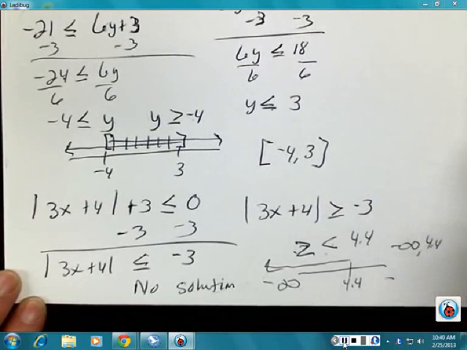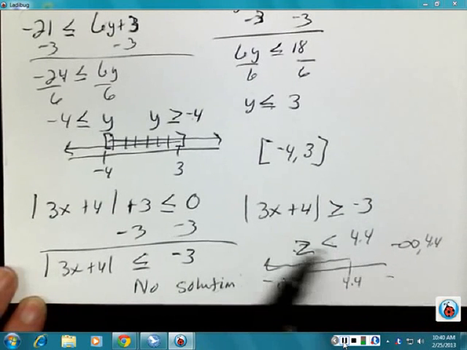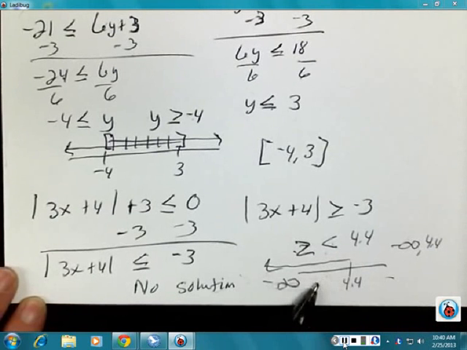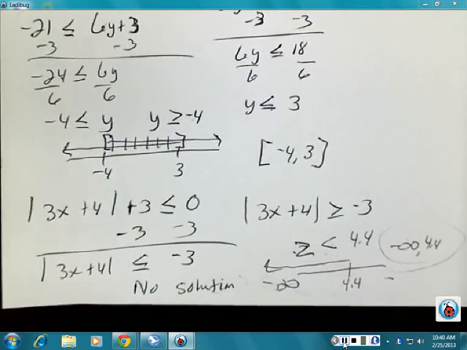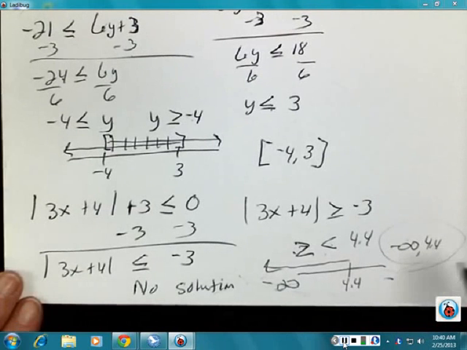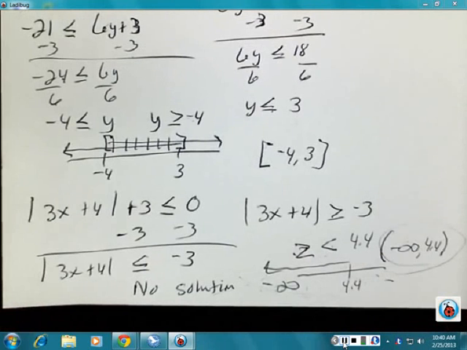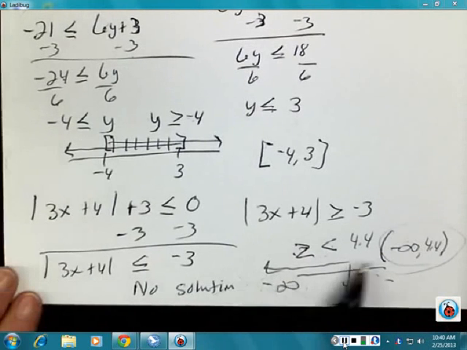Always do your number line. If you always work this part out and do your number line first, your interval is going to just kind of flow. Because the interval just goes along with what your picture looks like. And every time with infinity, it's always a parenthesis. And if you don't have an equals, it's always a parenthesis after your number. But read your number line.